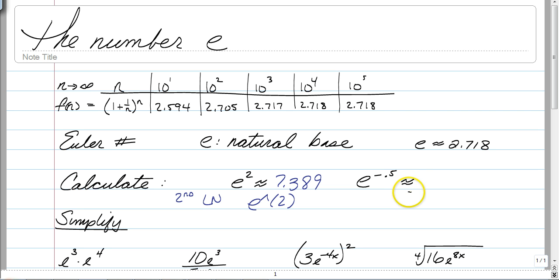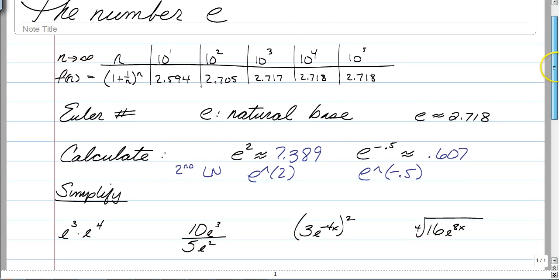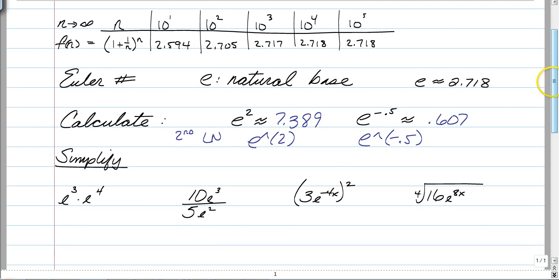So for this next example, if you type e to the, and then again, negative 0.5, and you press enter, it's going to give you approximately 0.607. And that's it. So e does have a value. So we can use e for problems, which we will in a very short few.